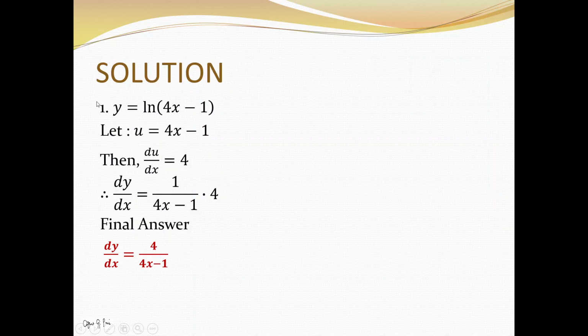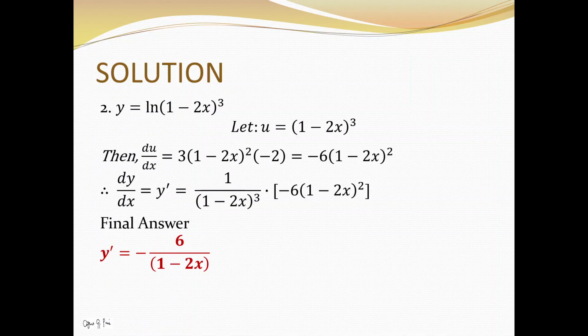Then for the given function y, the derivative of y with respect to x is now equal to 1 over u, which is 4x minus 1, multiplied by the derivative of u, which is equal to 4. And then, simplifying the final answer, we can multiply the 1 and 4. So the derivative of this function y with respect to x is equal to 4 over 4x minus 1.